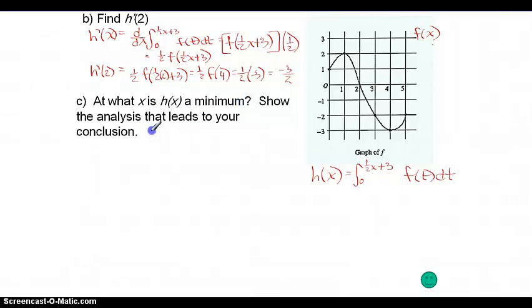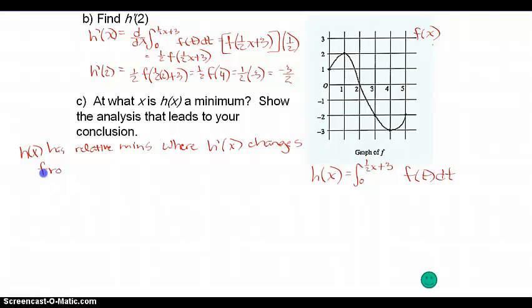Show the analysis that leads to your conclusion. Well, the first thing that we're going to look for is our relative mins. We will have a relative min. We would say h of x has relative mins where h prime of x changes from negative to positive.